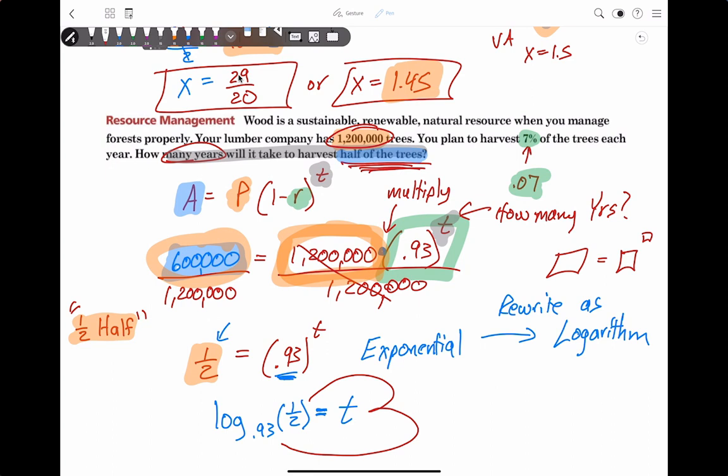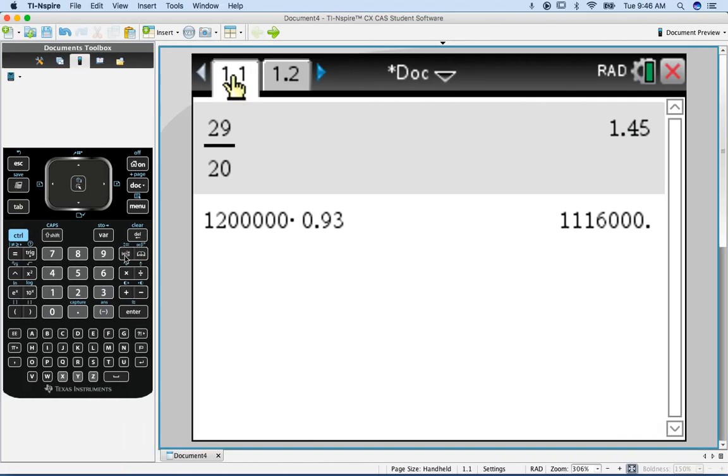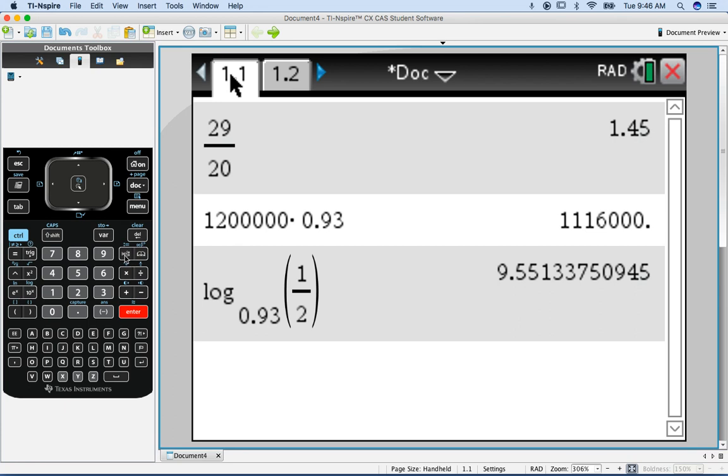So 0.93 raised to the power of t, well, that's here. And then you would say is equal to 1/2. Well, sure enough, I did. I got it right. So now all I have to do is put this into my calculator and I have t, okay? So let's go to the calculator. We're going to go to log base 0.93, and we're going to say the argument is 1/2. Control enter, and there is my answer.